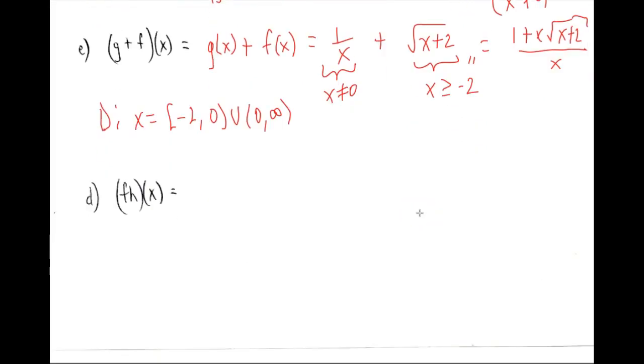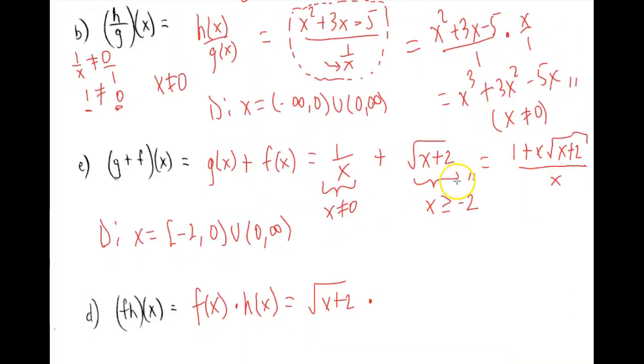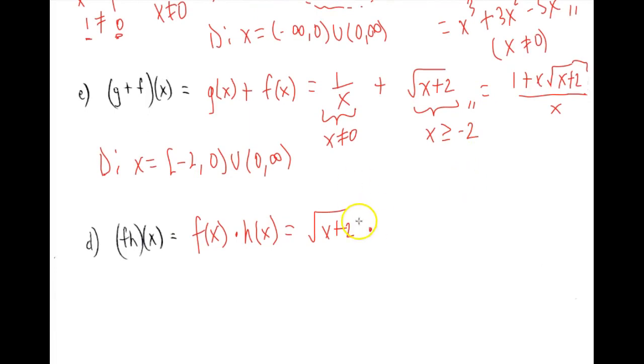For our last example, we have f of x times h of x. Our f of x is going to be the square root of x plus 2 times our h of x. Let's go back up here to remember what that was. Our h of x is just a polynomial, so that would be this. Of course, we could multiply these together, but it's better just to keep it like this.